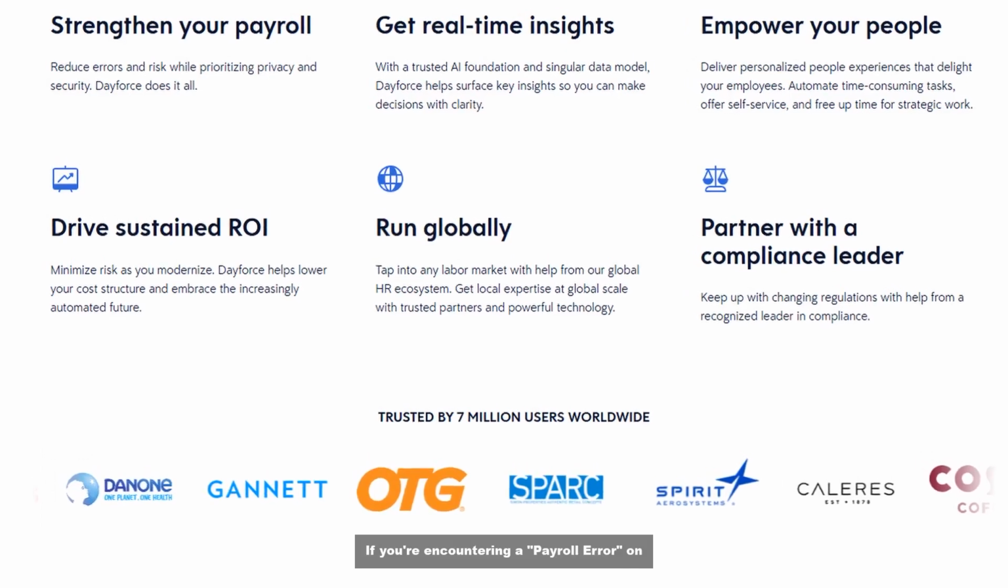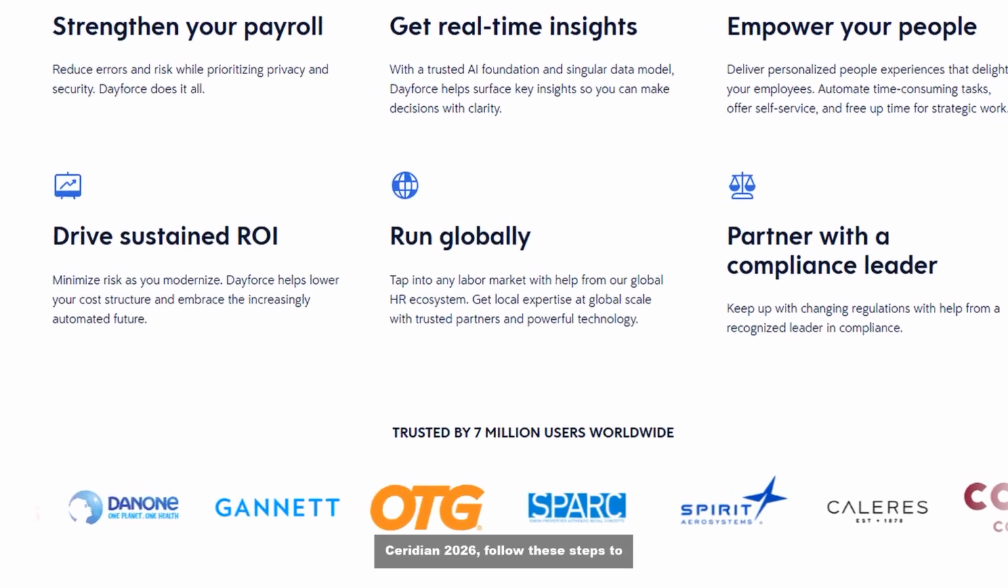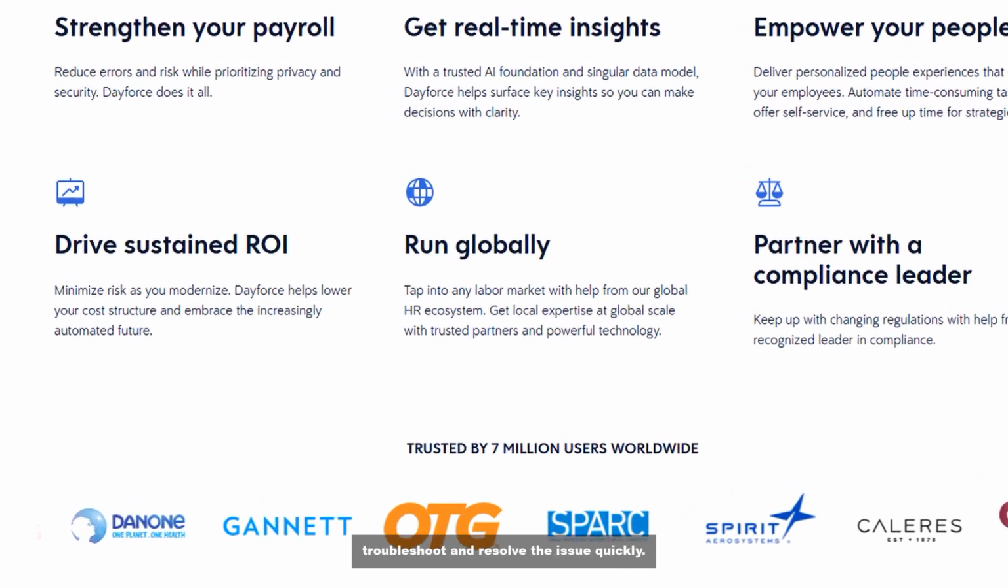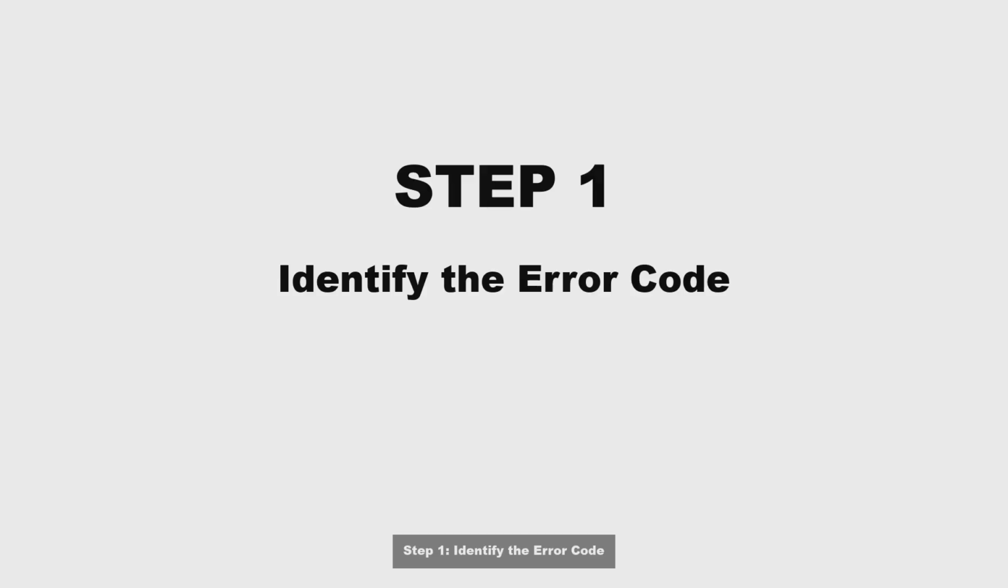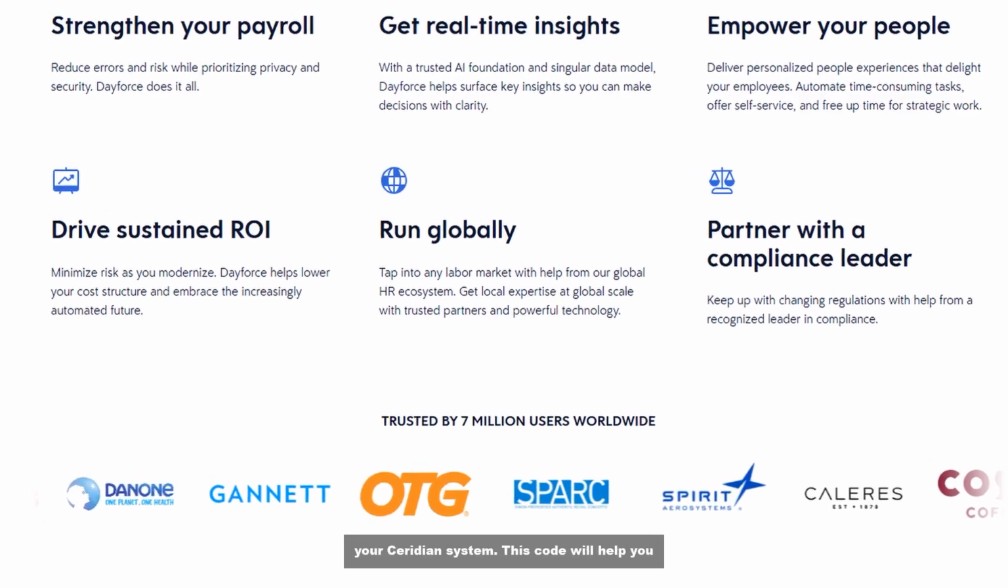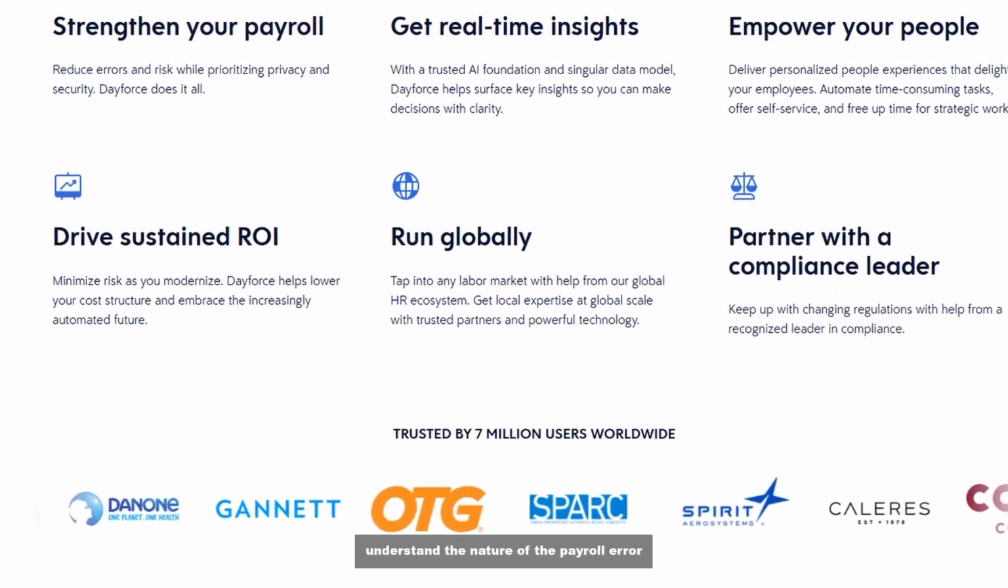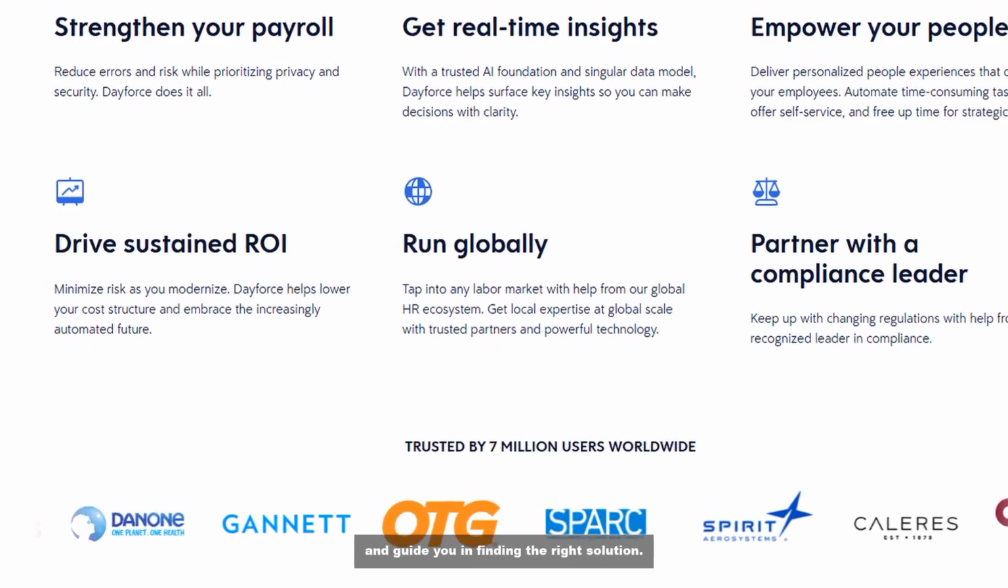If you're encountering a payroll error on Ceridian 2026, follow these steps to troubleshoot and resolve the issue quickly. Step 1. Identify the error code. Check the specific error code displayed on your Ceridian system. This code will help you understand the nature of the payroll error and guide you in finding the right solution.